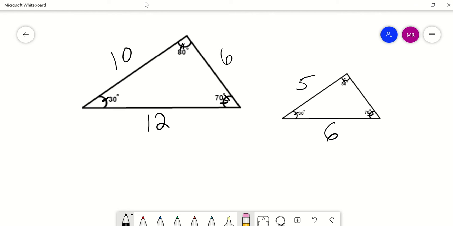Okay. So 10 corresponds to 5, right? Because 10 is between the 80-degree angle and the 30-degree angle. 5 is between the 80-degree angle and the 30-degree angle. 12 corresponds to 6 because 12 is between the 30-degree angle and the 70-degree angle, and 6 here is between the 30-degree angle and the 70-degree angle. And then this side here that has a measurement of 6, it's between the 80-degree angle and the 70-degree angle, and we don't have a measure for that. What do you think this missing side length is going to be? See if you can find the connection.